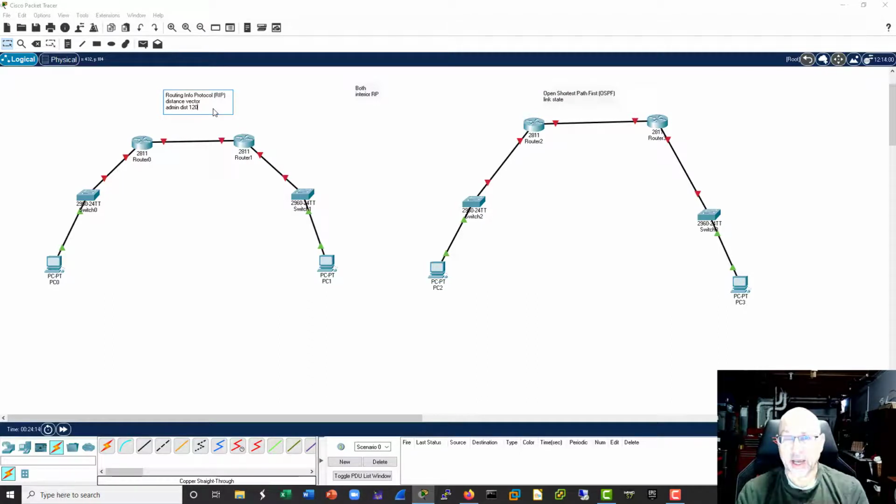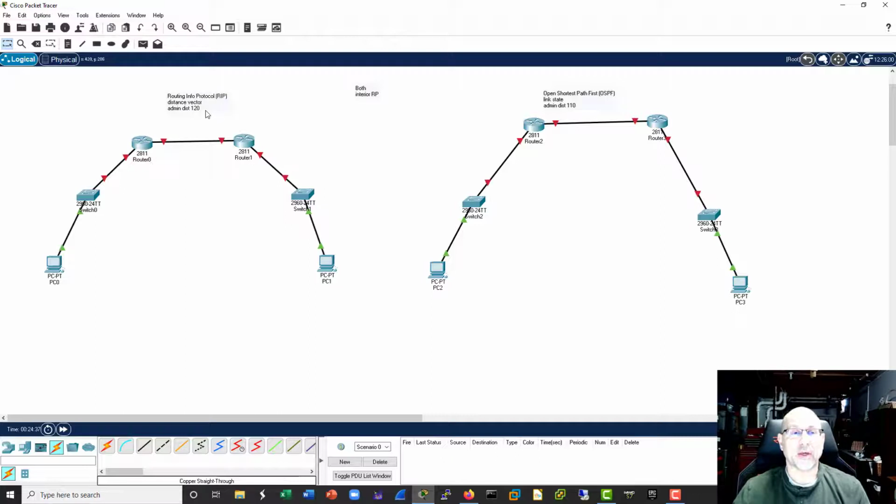The next stop is the admin distance, and so RIP has an admin distance of 120 and OSPF has an admin distance of 110. So the lower the admin distance, generally speaking, the better the route is. So directly connected is the best, static is the next best, and then you go into your admin distances.